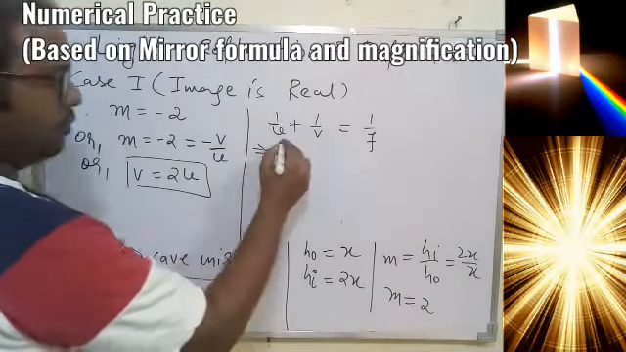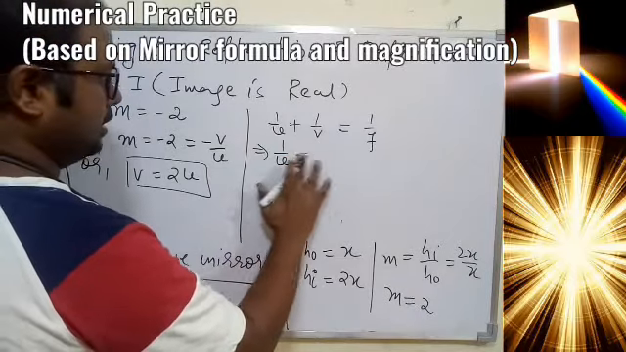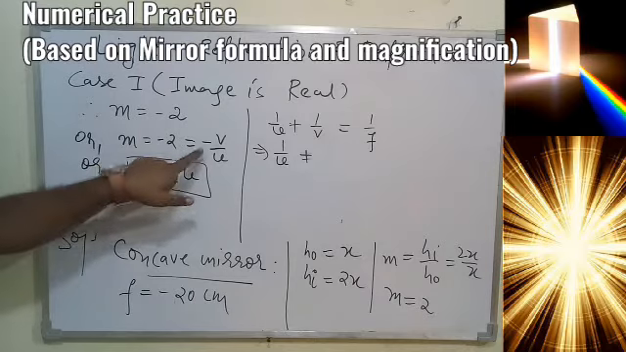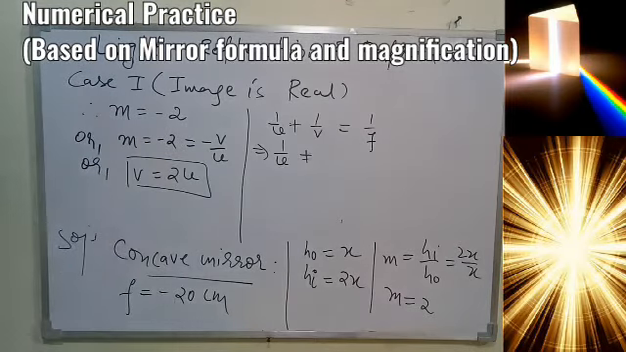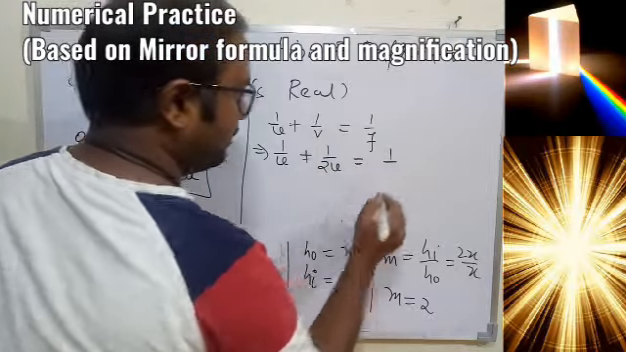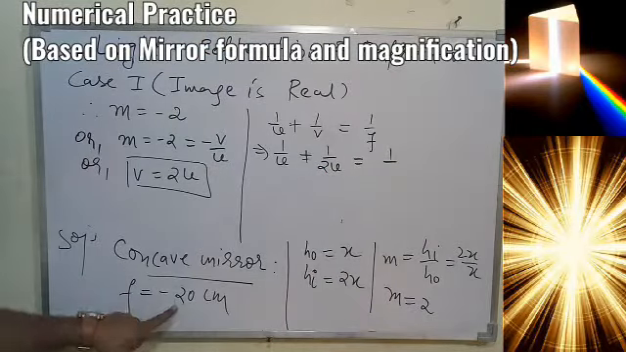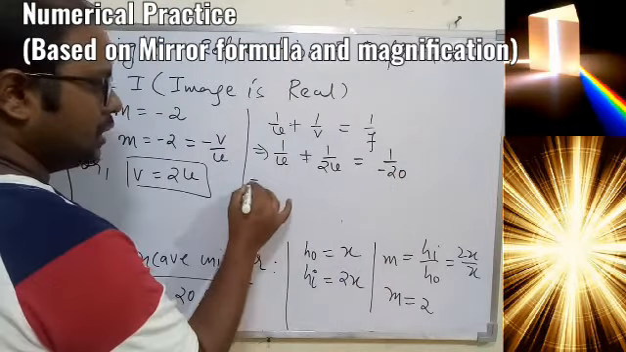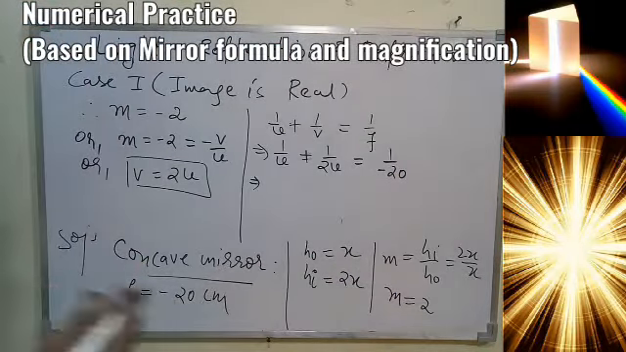Now u will be as it is, and in place of v we can place 2u. So here minus and minus will cancel, that's why it is coming positive. So 1 upon 2u, and f is how much? Minus 20. It has to be negative in both the cases because the mirror is the same. Now solve it and get the answer for u.